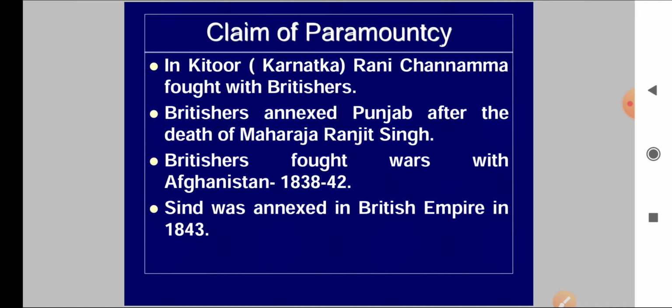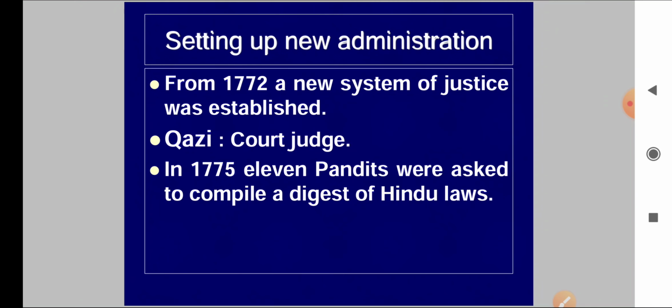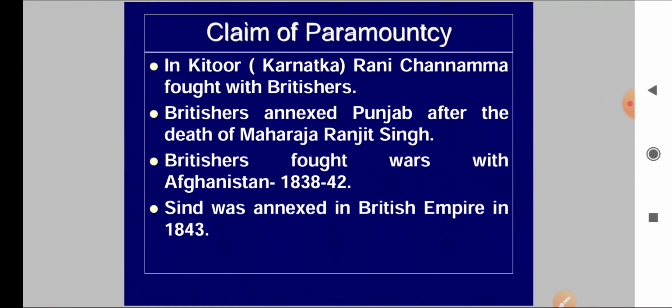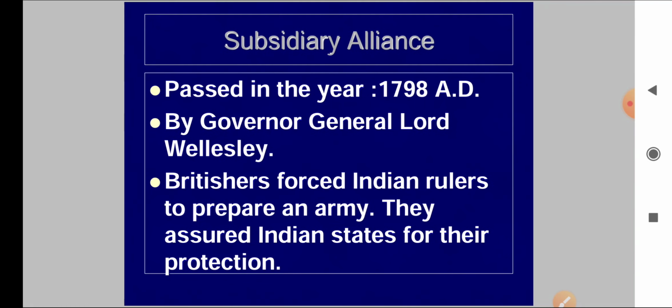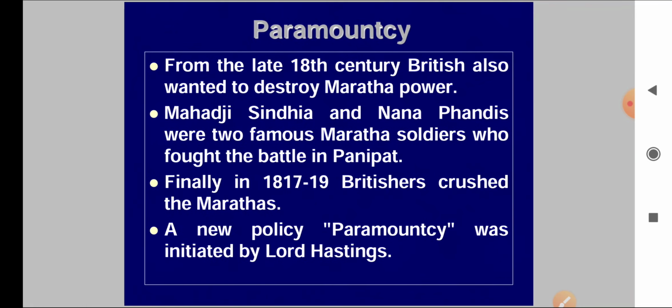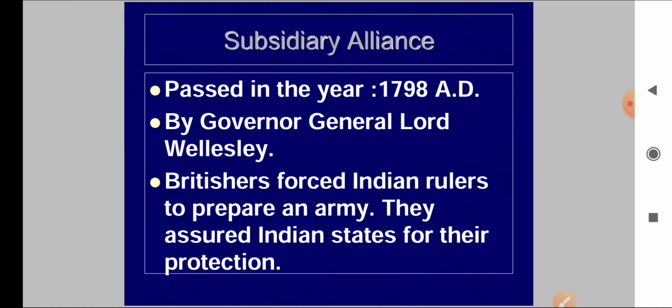Another important area which was a hurdle for the Britishers to establish their power in India was Punjab. As you know, Maharaja Ranjit Singh was a very powerful ruler in Punjab. So after his death in 1839 they fought 2 major wars with the Sikhs in 1845 to 46 and 1848 to 49, and ultimately in 1849 this kingdom was annexed into the British Empire.